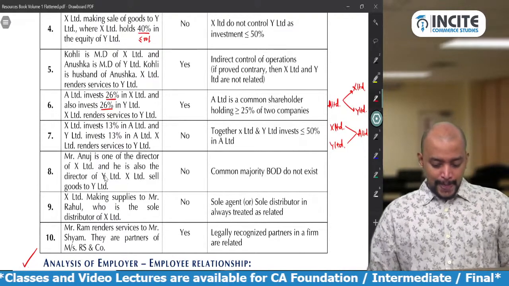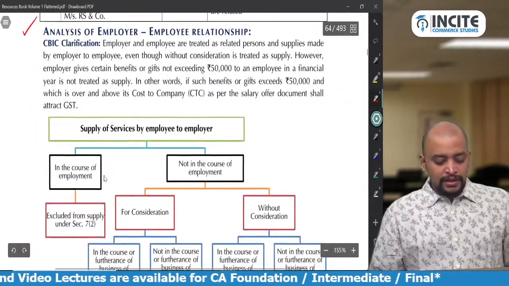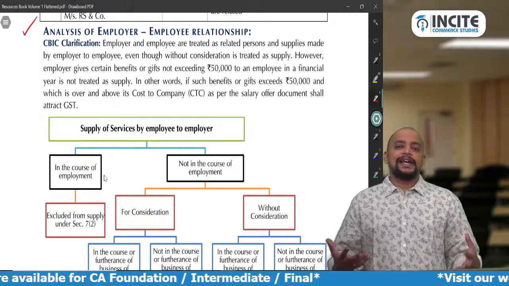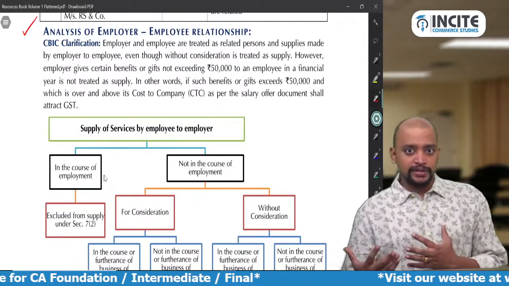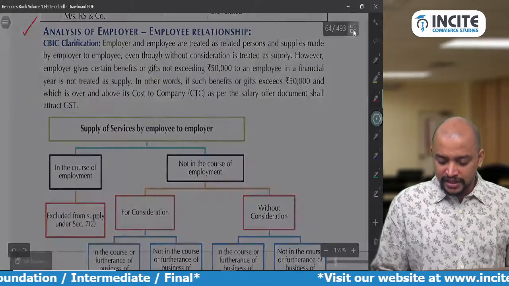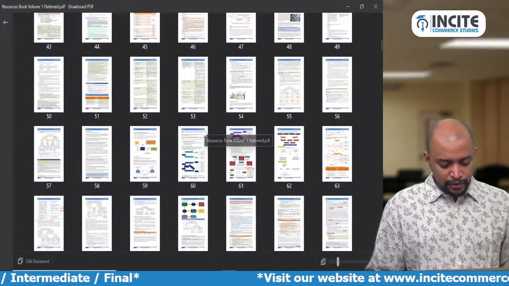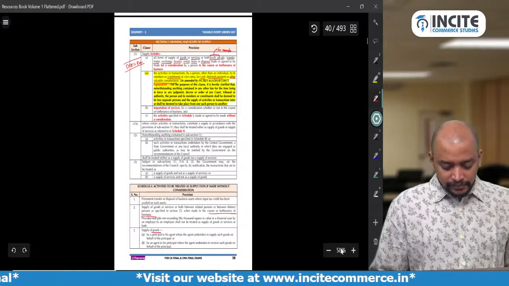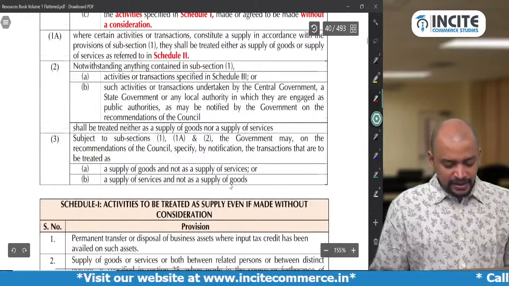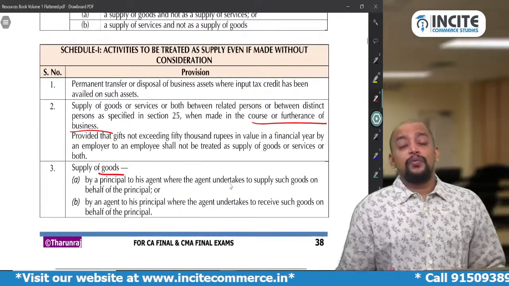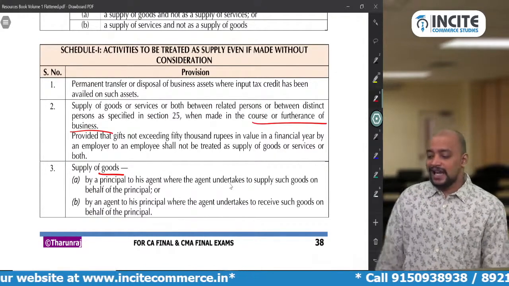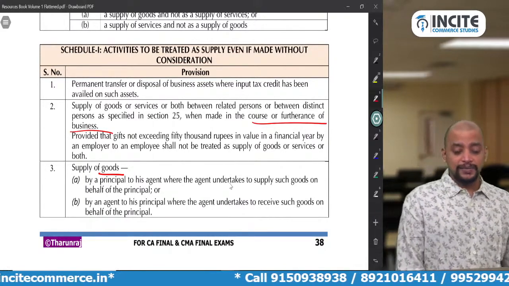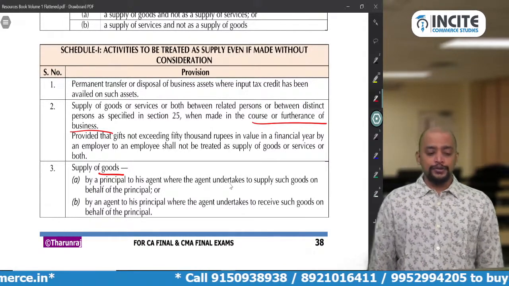Then, the employer-employee relationship. We need to understand a few points related to this. Just have a look at the screen or book if you have. Take the Bare Act. You can see Section 7, Schedule 1, page number 38. In that page number 38, look into point number 2.